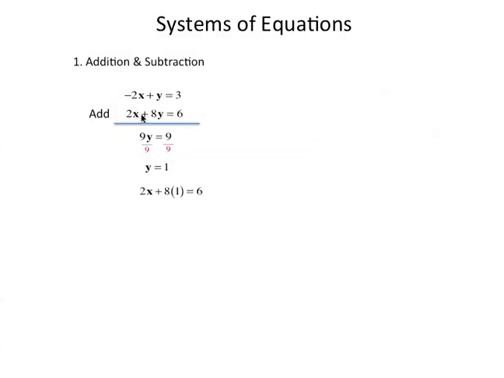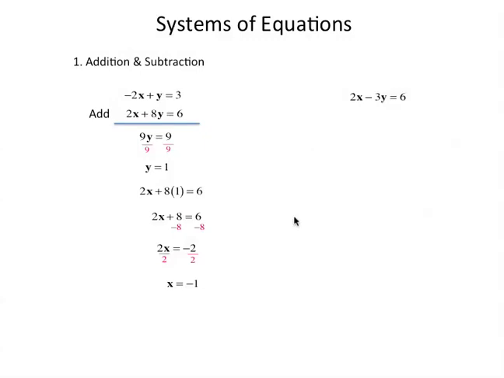And so I'm just going to take the bottom one. And so we have 2x plus 8 times y, and the y is equal to 1. So we have 2x plus 8 is equal to 6. So I'm going to subtract 8 from both sides. And that gives us 2x is equal to negative 2. Divide both sides by 2, and that gives us x is equal to negative 1.